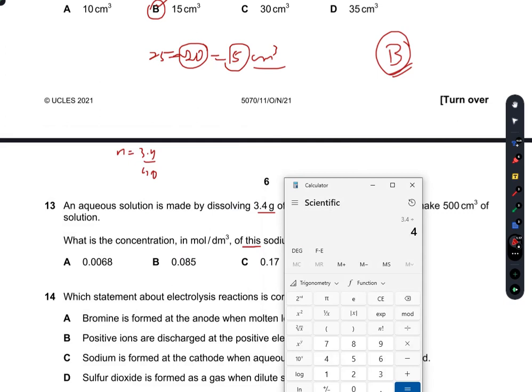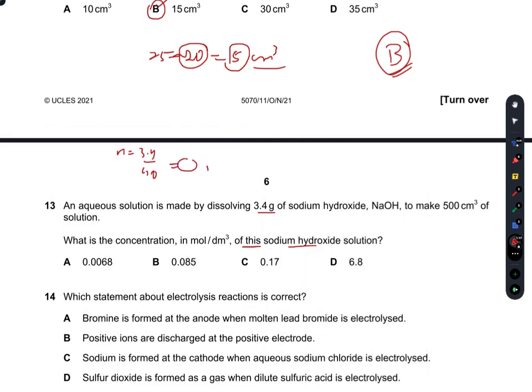3.4 over 40. That is 0.085. 0.085 to make 500 centimeter cube of the solution. So for concentration we have the formula: number of moles N divided by volume in decimeter cube. So it is 500 centimeter cubes, so 0.085 over 0.5.